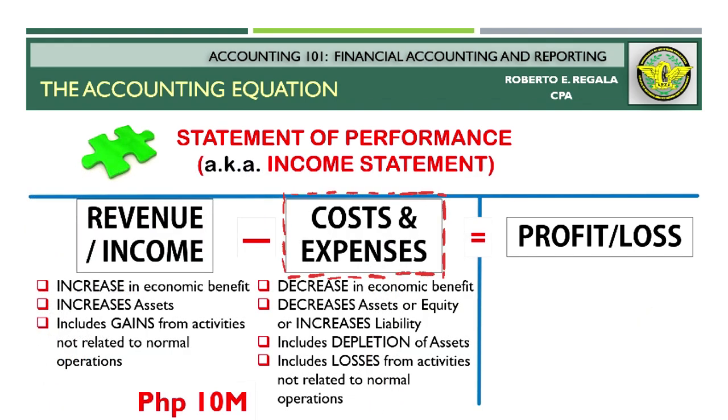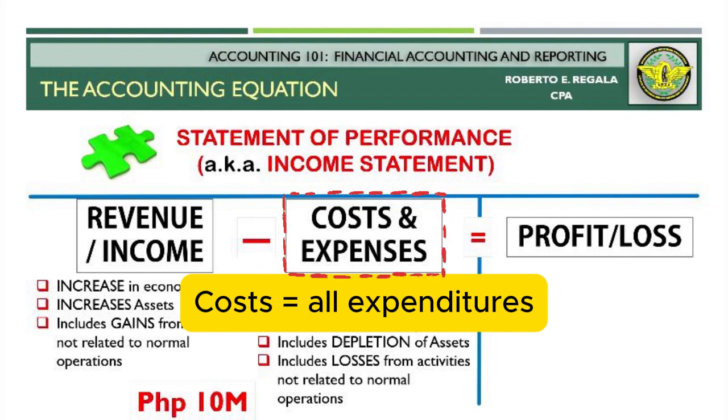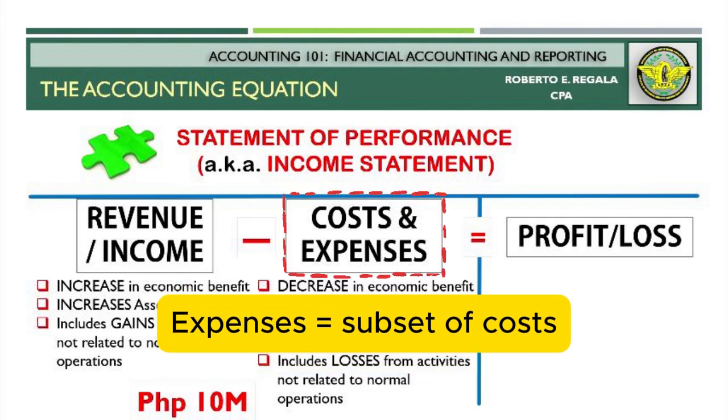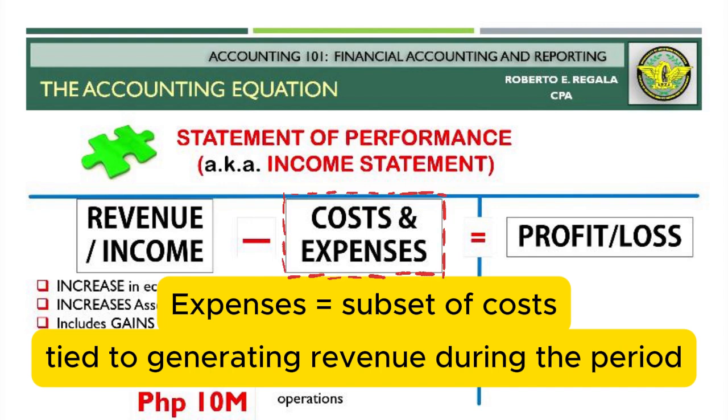Costs and expenses are related concepts, but differ in scope and accounting treatment. Costs encompass all expenditures incurred by a business, including those that are capitalized as assets, such as equipment or buildings, and those recognized immediately as expenses. Expenses, on the other hand, are a subset of costs that are directly recorded in the income statement within a specific accounting period, reflecting the outflows of resources tied to generating revenue during that time.